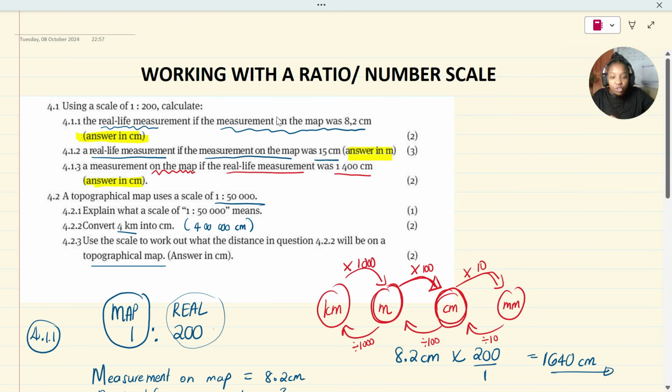I hope you enjoyed this video tutorial. In the next video tutorial, I'm going to be showing you how we work with a bar scale. What must you do if you're given a bar scale on a map? How do you work with that bar scale to determine real life distance or measured distance? I'm also going to be showing you how we can convert a bar scale into a ratio scale. So you do not want to miss that video tutorial.